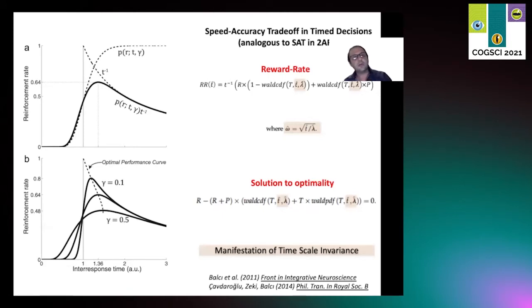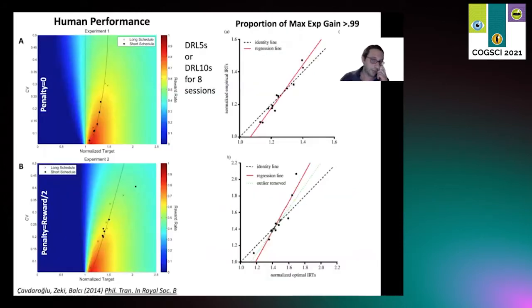Now let's see how humans perform in this task. These data come from a study where we did not give any instructions to the humans. They came to the lab. We said, "Here's a button, and just try to get rewards." That was it. And they were tested over many sessions. There were two different conditions. In one condition, participants were tested such that early responses were not penalized. That's the top panel.